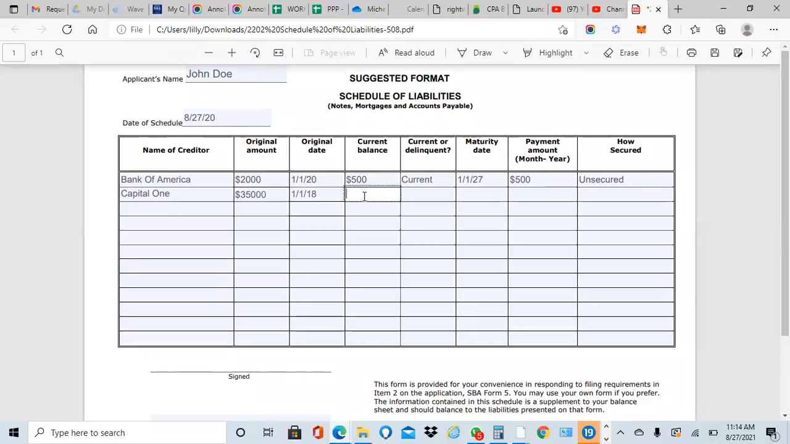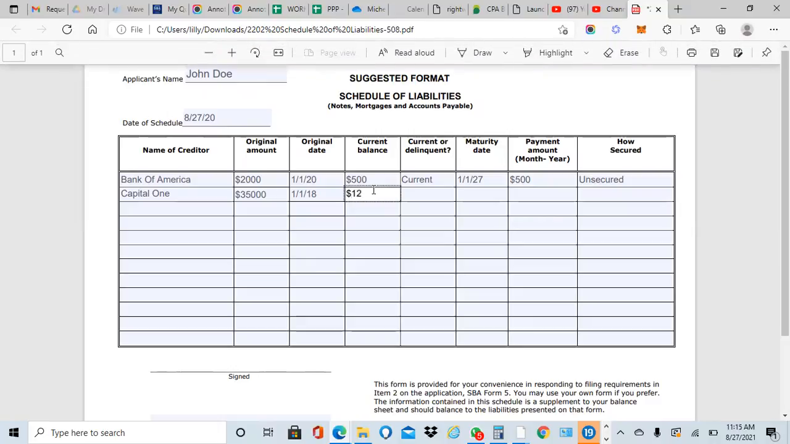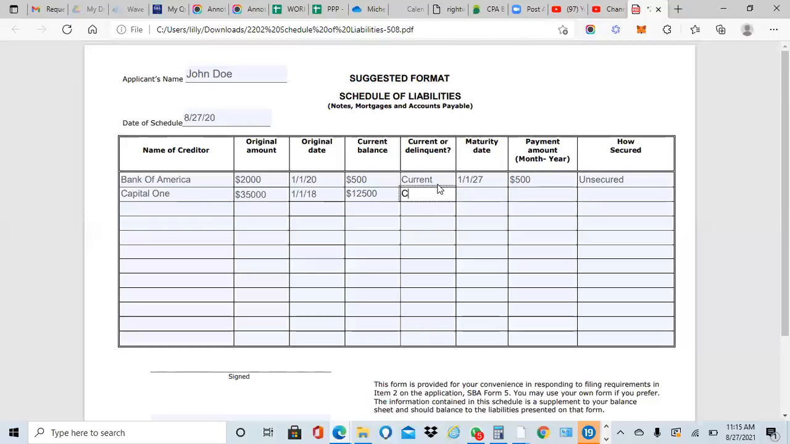Okay, and my current balance. So I've had this for a couple of years. So my balance is about, just for the sake of an example, $12,500. So that's $12,500 left on this loan. So this is what I mean by current balance, how much you owe. So I owe $12,500 out of this $35,000. And I do still have a car and I still am paying the loan. So I'm going to put current.